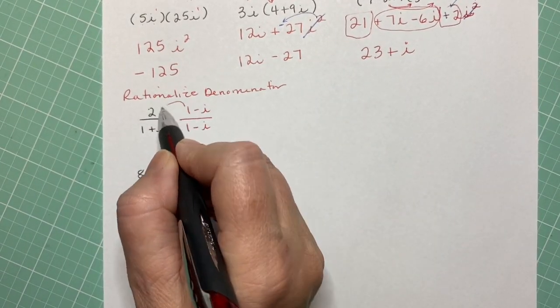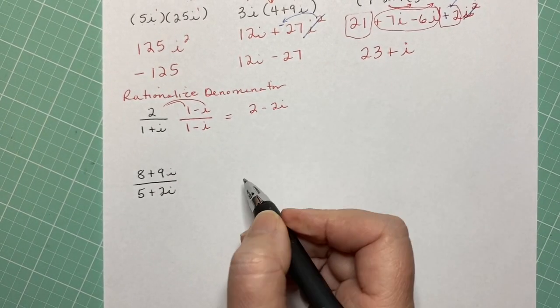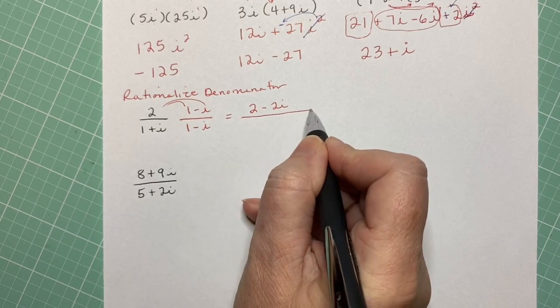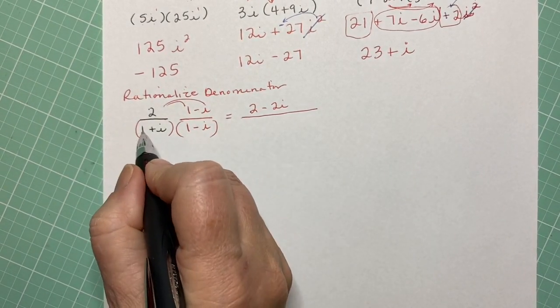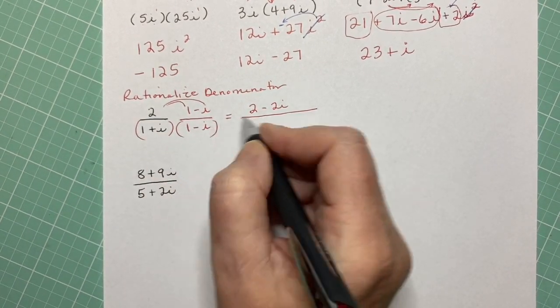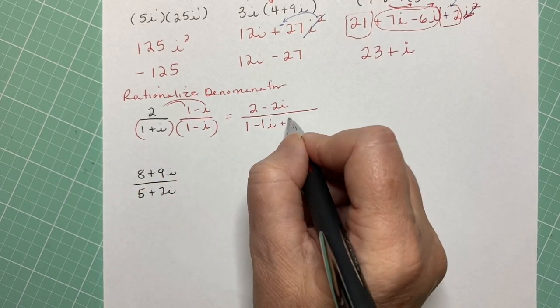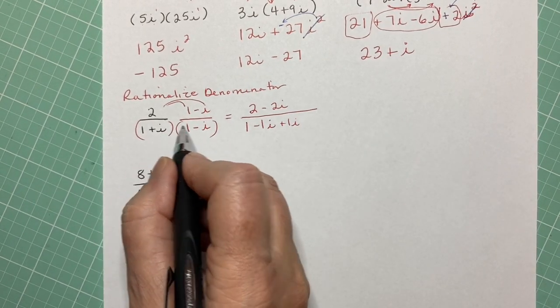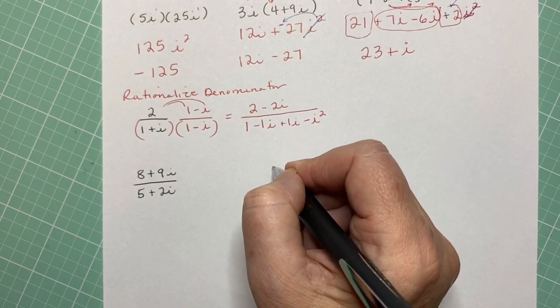So on this top one, we're going to distribute. So this is going to become a 2 minus 2i. I just multiplied them both by 2. But on the bottom, you're going to have to FOIL this out and say 1 times 1 is 1. 1 times -i is -1i. Inside is a plus 1i. And then i times -i is -i squared.